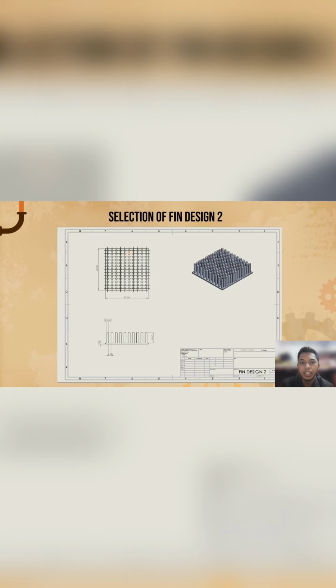For the selection of fin design 2, we chose to make a pin type of fin design. The base is still the same, 40 x 40 mm, and the pin height is 10 mm, the diameter is 2 mm, and the hollow is 2 mm wide and 10 mm deep.